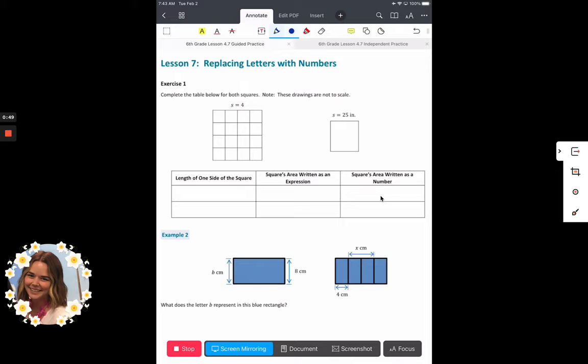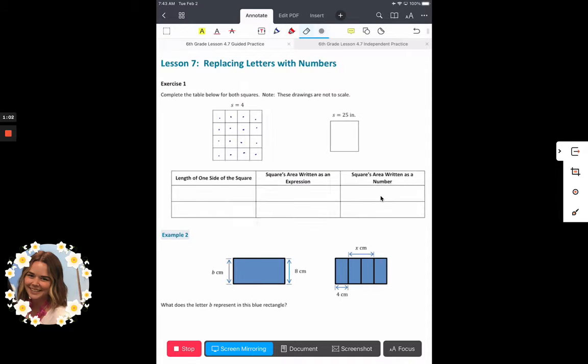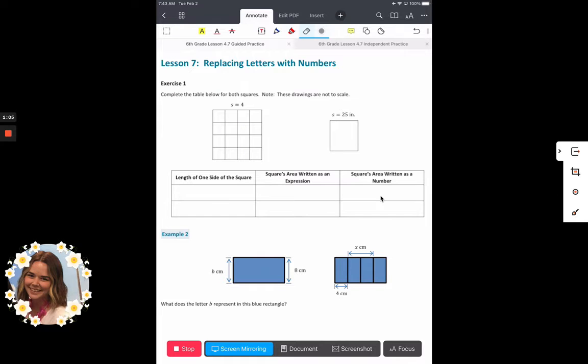So our first square, we have 1, 2, 3, 4, 5, 6, 7, 8, 9, 10, 11, 12, 13, 14, 15, 16 individual small squares. And we have this variable up here, s equals 4. So when we're talking about squares, s is equal to the side or the length of one side. So in this case, s is equal to the length of one square's side. So just one of those little squares.